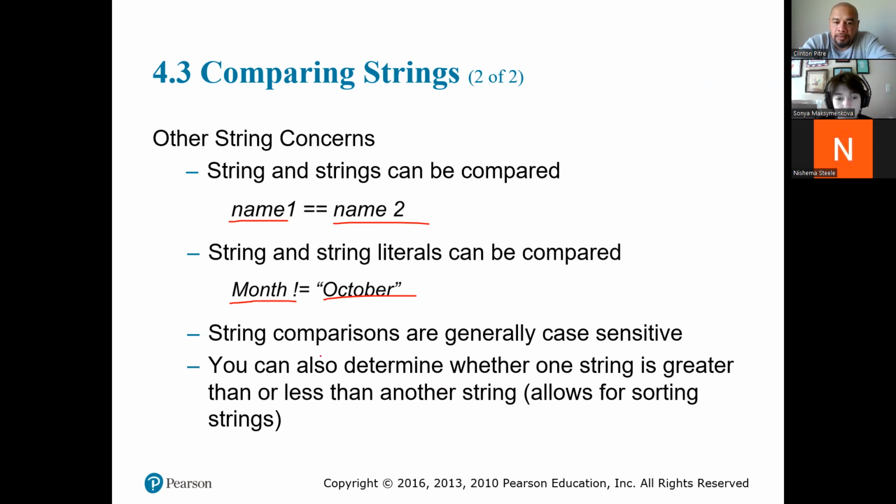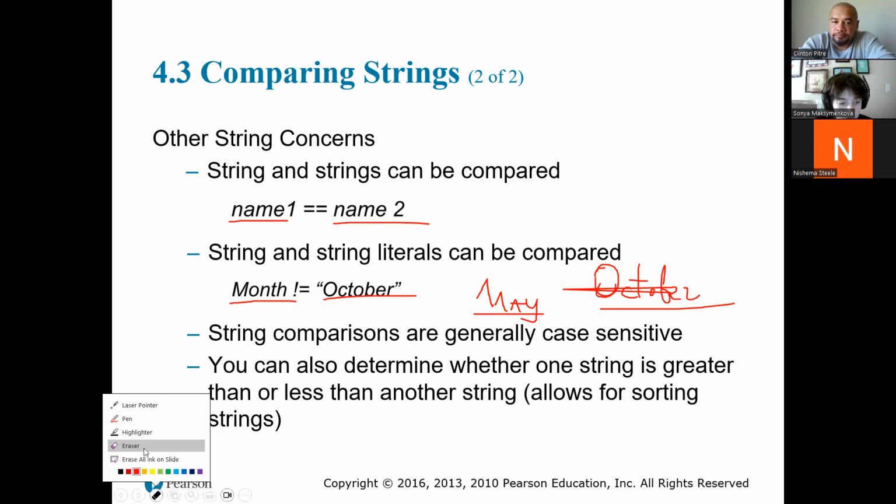So just for example, if you would compare a string May, M-A-Y, to, for example, October, right? You will check if it's the same. It would not be the same because the amount of characters is different. And if you were to see which one is greater, for example, you're checking if May is less than October, then this condition would be true because October has more letters in it than May.